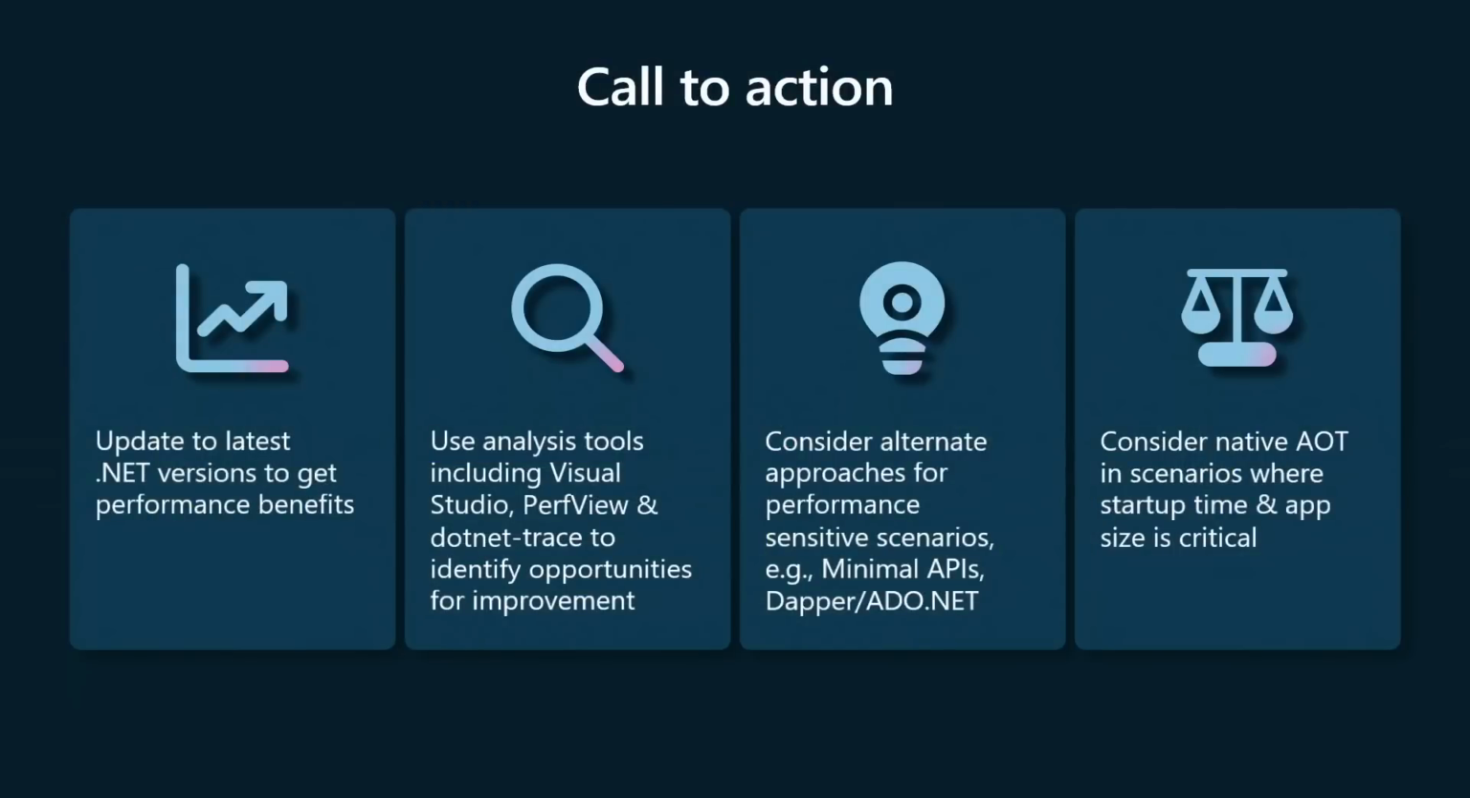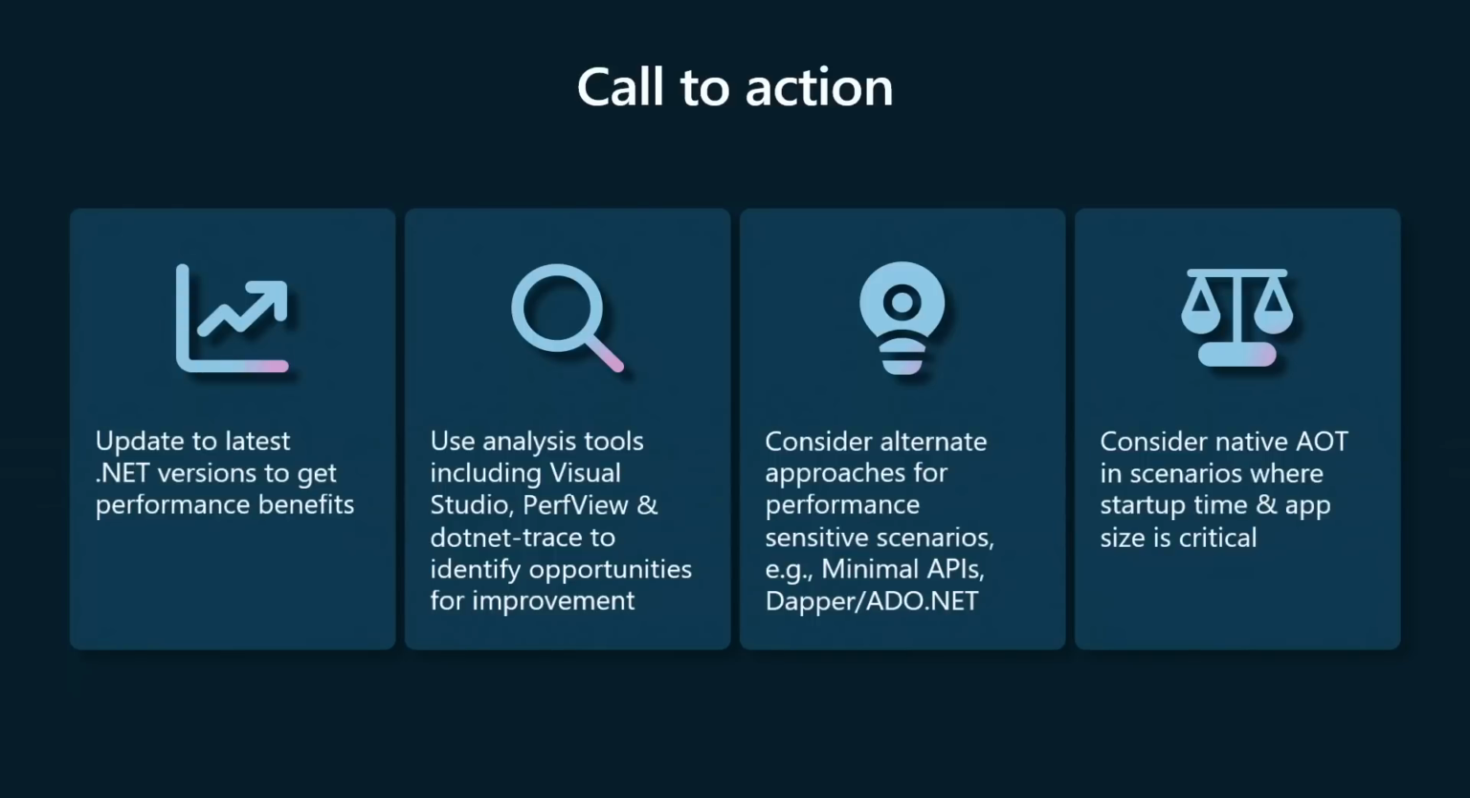So the calls to action of what you've seen today. Update to the latest .NET versions, all right? That's where you should start in order to get your performance benefits. Learn how to use the analysis tools. We saw David spend a lot of time teaching us how to use the Visual Studio Profiler. There are other analysis tools as well. There's PerfView, command line tools like .NET Trace that you can use to take a trace on your Linux machine and then analyze it on your Windows machine to find those opportunities.